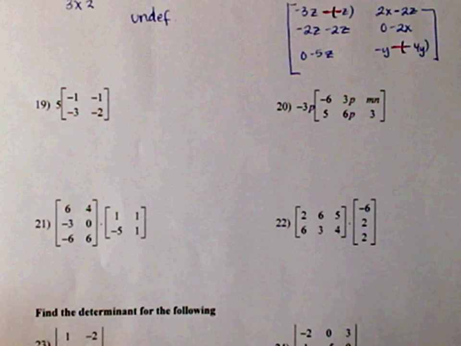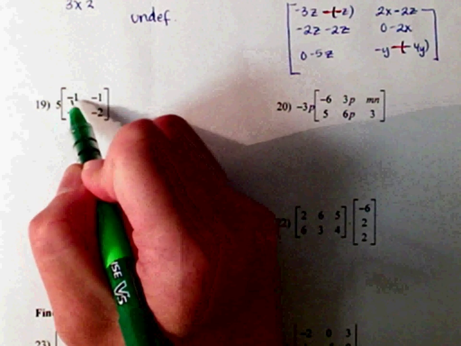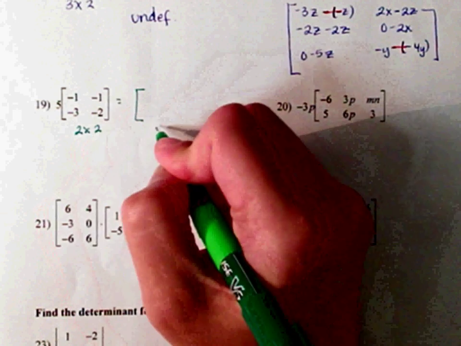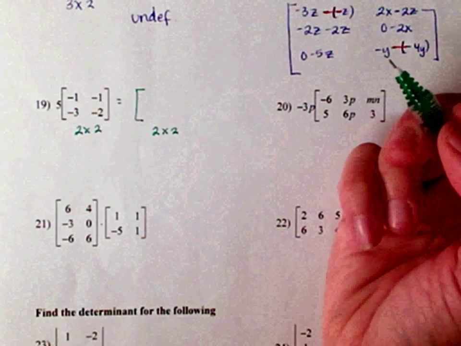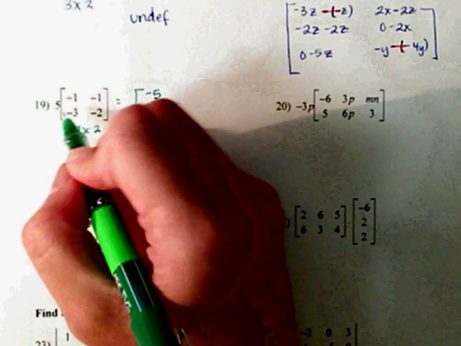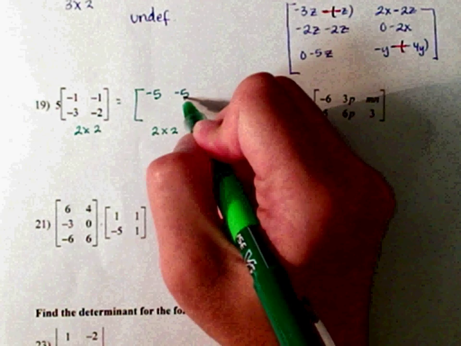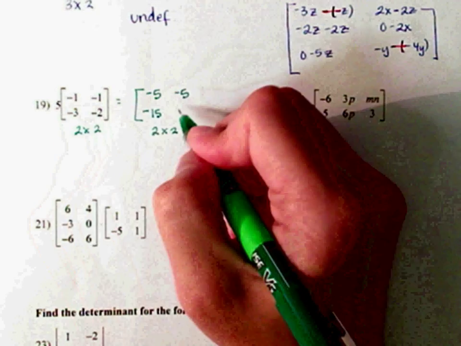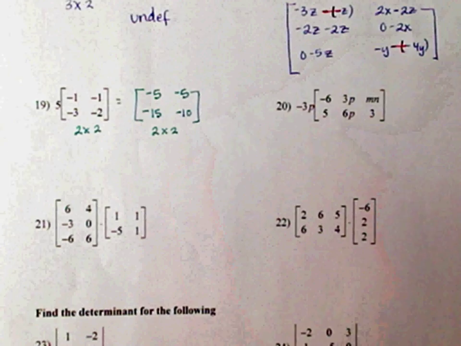Number 19, this is a scalar. So if you take a look, basically you're multiplying 5 times every one of these. It's a 2 by 2. It will stay a 2 by 2. Dimensions are very important. 5 times negative 1 is negative 5. 5 times negative 1 is negative 5. 5 times negative 3 is negative 15. 5 times negative 2 is negative 10. Okay.